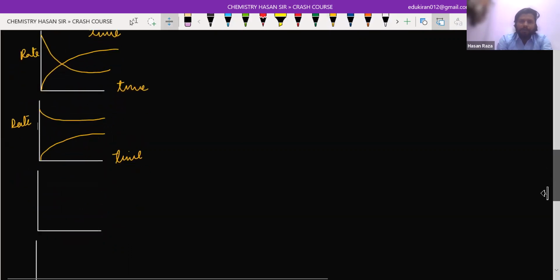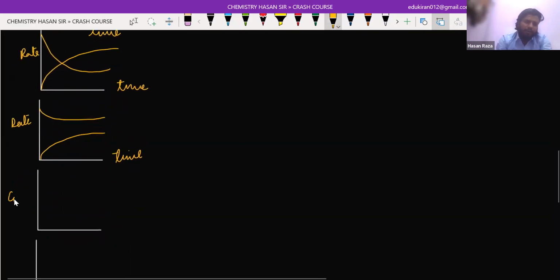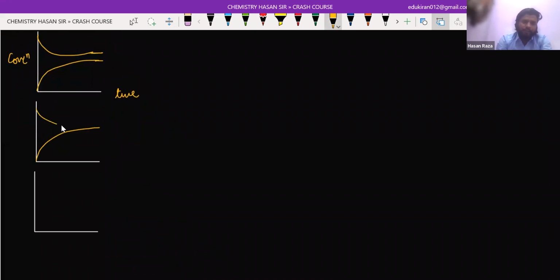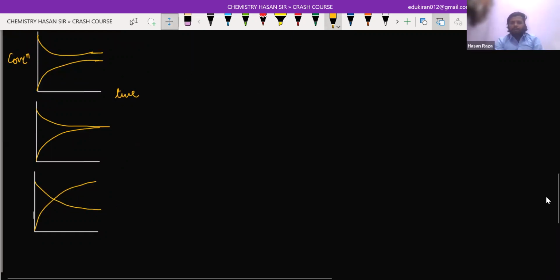Then comes the next, that is concentration versus time. And the graph repeated itself like this and this. Yeah, it is a straight line after some time. Then comes your next graph. That is like this, and they are overlapping on each other. And then comes your this graph.